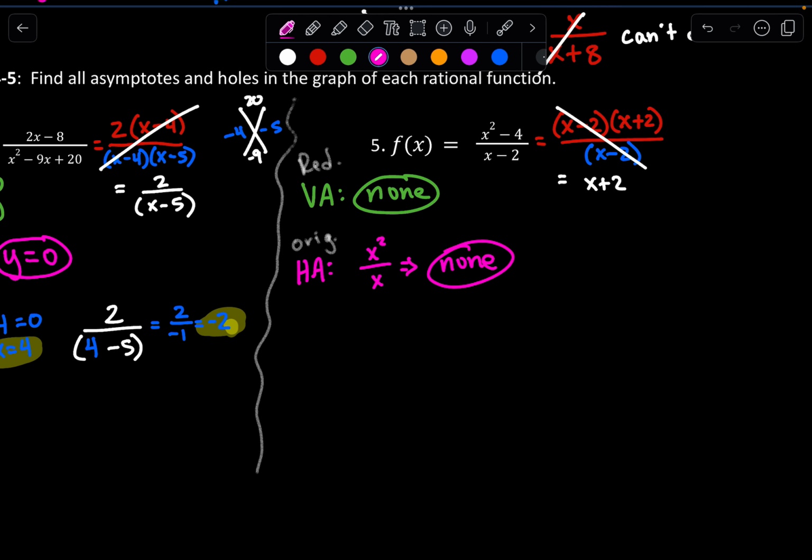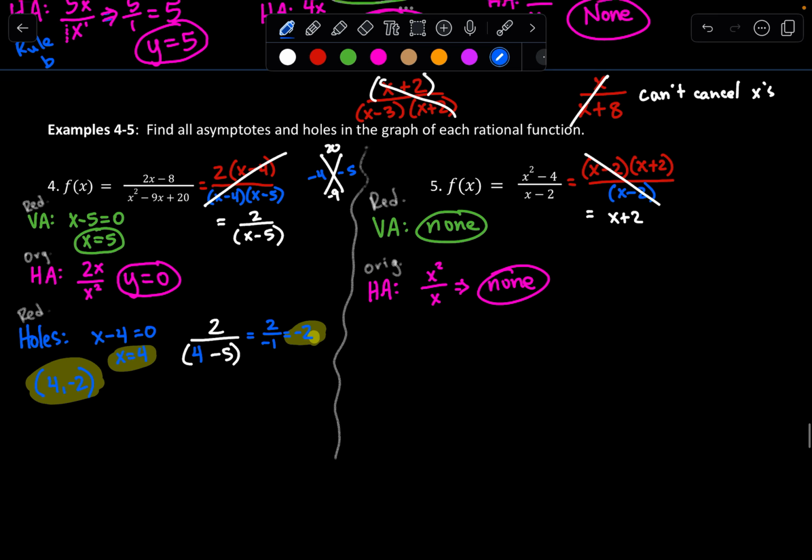So then the last thing, this is the new part for these ones, is to look for holes. So let's look at the reduced version. And what we're going to do is say, all right, the thing that canceled off was x minus 2. If we set that equal to 0, we get x is 2. So that's the first part of our hole.